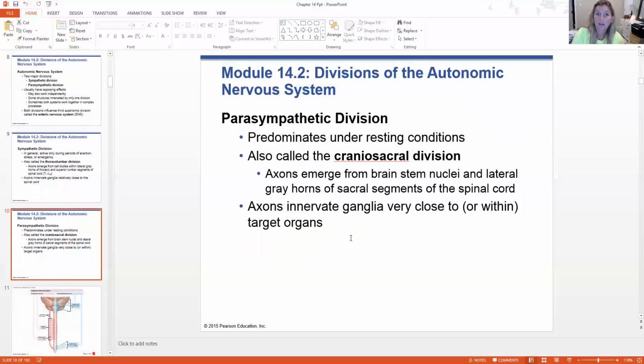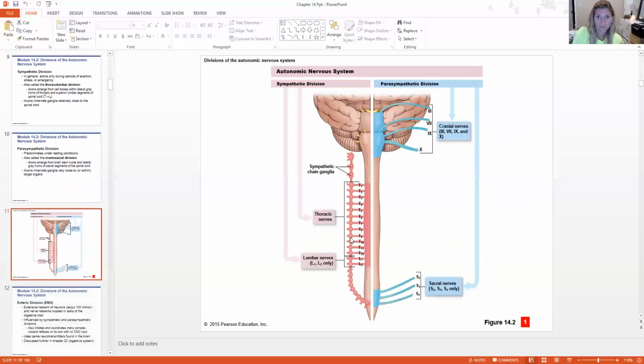So, in parasympathetic, these are called the craniosacral division. This is our resting conditions, rest and digest. The axons emerge either from the brainstem or from the sacral segments of the spinal cord. These innervate ganglia that are very close to or within their target organs. So here you can see the difference.